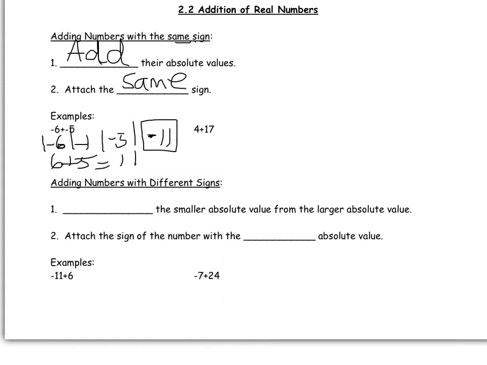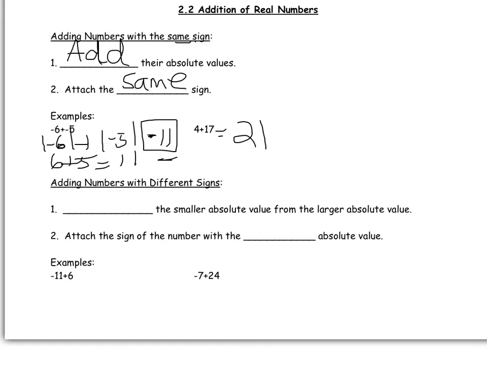Two positive numbers you've been adding for years. 4 plus 17 is 21. If you think about it, you add the absolute values: the absolute value of 4 is 4, the absolute value of 17 is 17, and the answer stays positive. On a number line, if you're at negative 6 and go negative 5, that's going 5 to the left, and you'd end up at negative 11. Or if you're up 4 on a number line and travel 17 to the right, you'd be at 21.